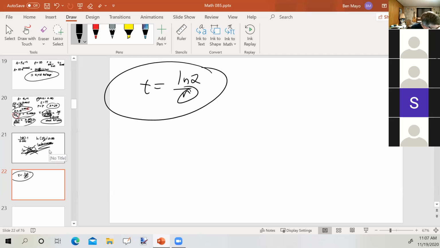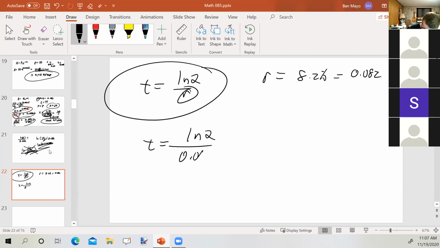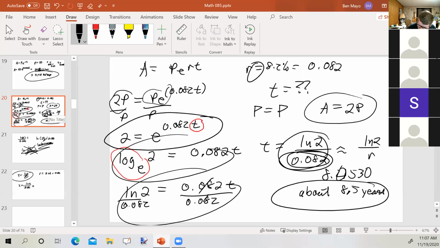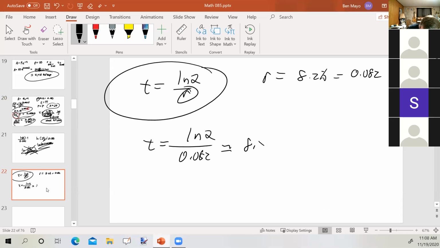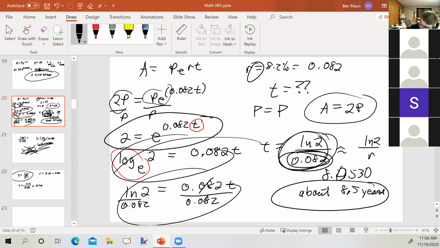What did we know? We knew that the R value was 8.2%, which is 0.082. So how long is it going to take? It's going to take that long. And basically that takes us right to there without all of this extra calculating.